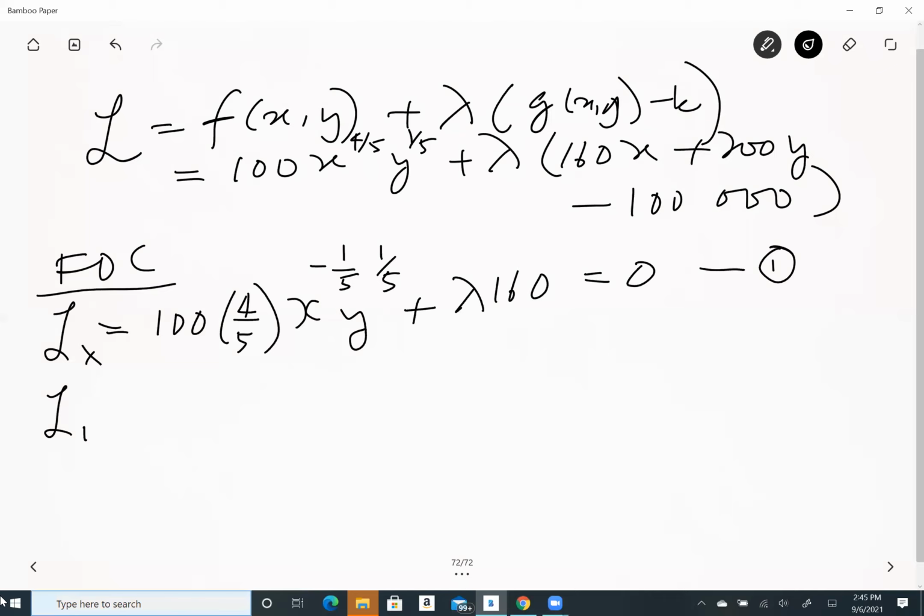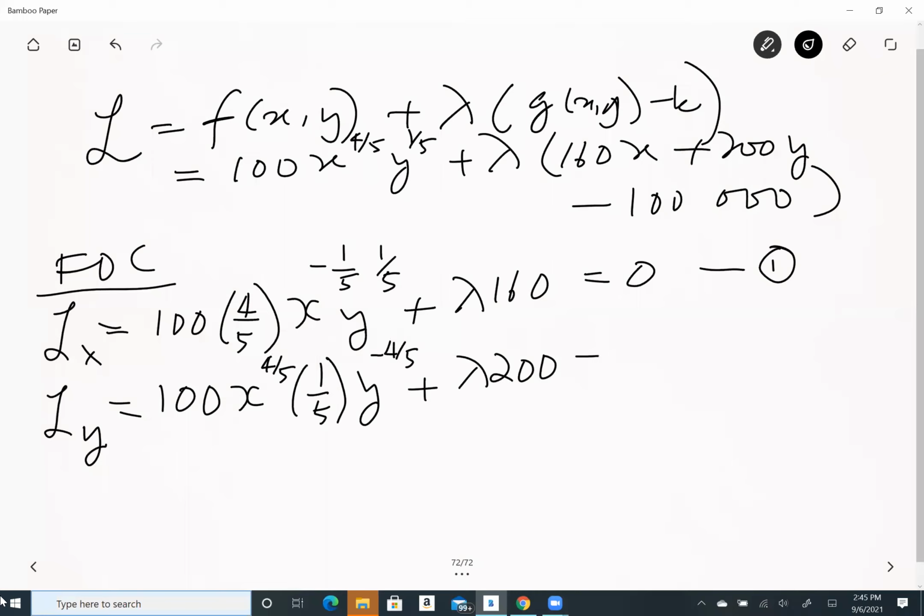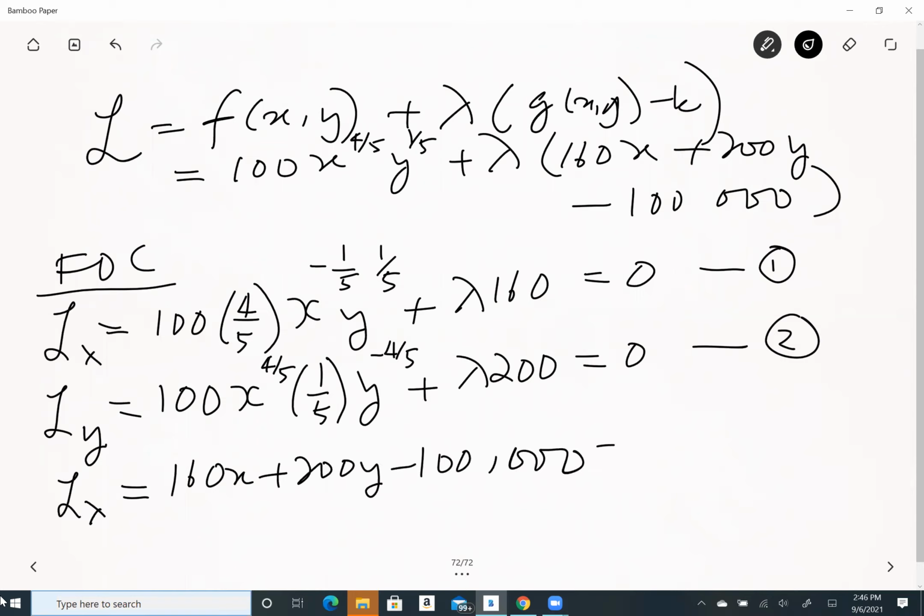Now, number 2, Ly, what is it equal to? You have y to the power of 1 over 5. So I get 100 x to the power of 4 over 5 multiplied by 1 over 5, y reduce the power by 1, that becomes negative 4 over 5, plus lambda 200 equal 0. So that is our number 2. And number 3, L lambda is equal to 160x plus 200y minus 100,000 equal 0.